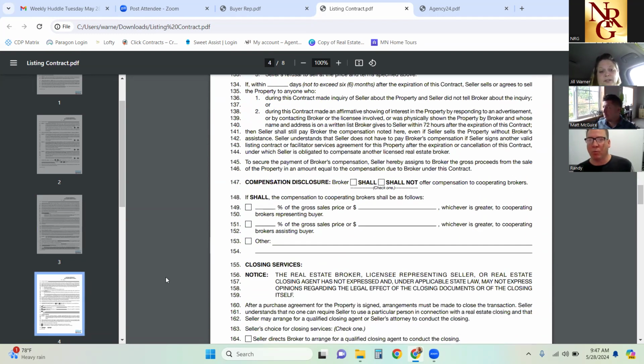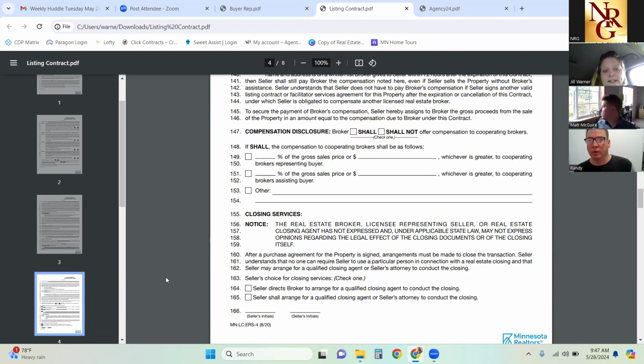Most of the stuff we're gonna jump down here time-wise. So in here, this has the compensation for the buyer's agent, on lines 147 through 154. Basically you want to put shall or shall not offer compensation, and then check the box with either the percentage or the dollar amount, whichever you're going to put in there. And then really explain to them that this is the buyer's agent on the deal, and this is what the buyer's agent is going to get paid.